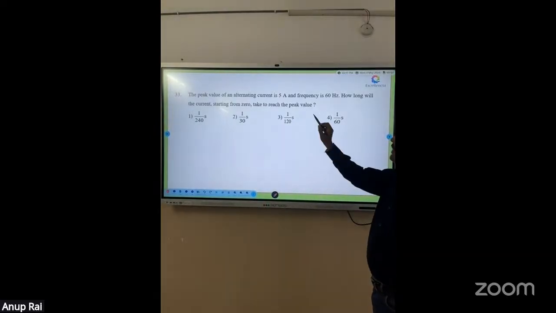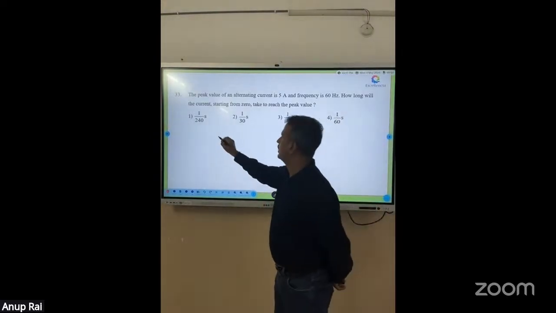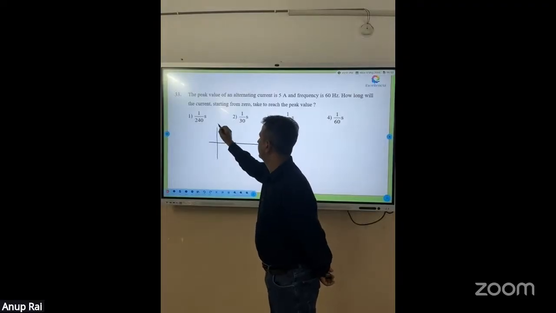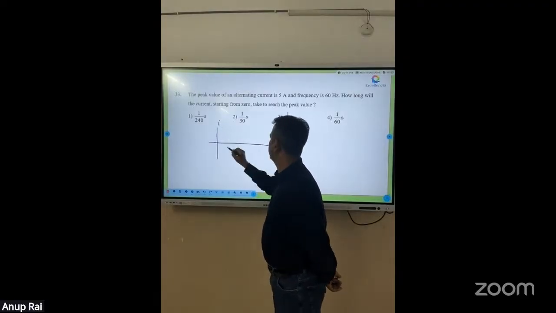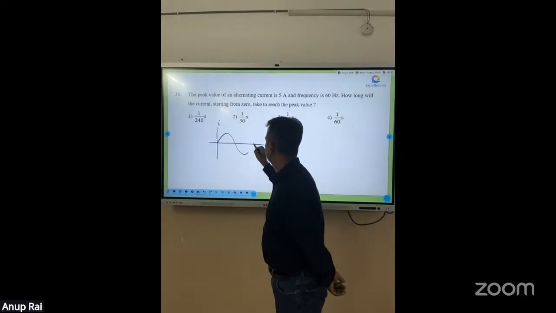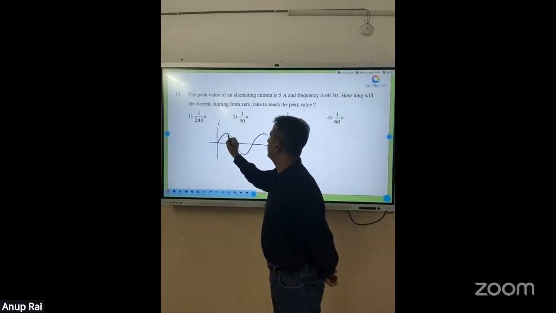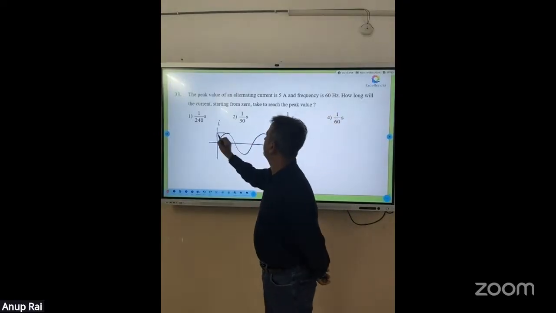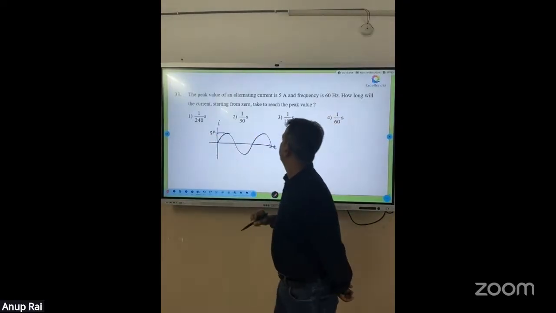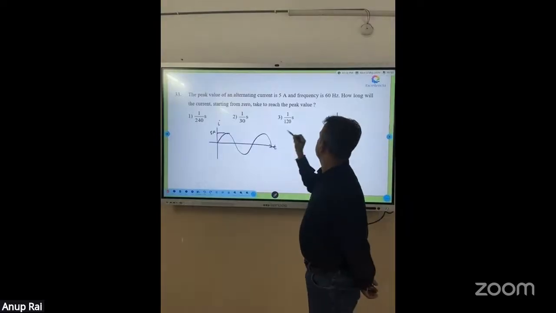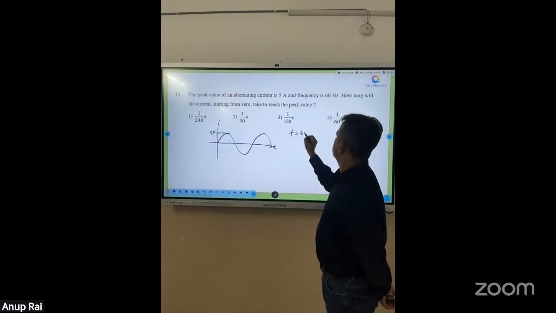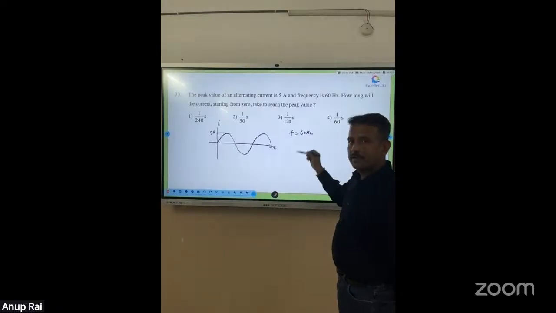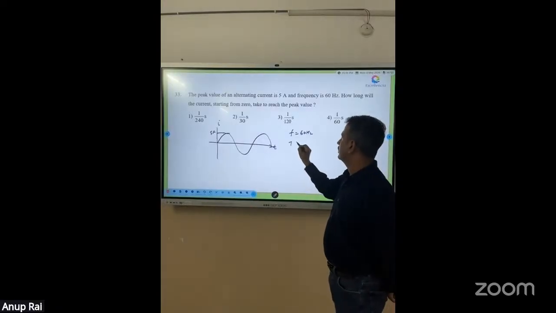The peak value of alternating current is 5 ampere. We know that alternating current goes like this, right, with time. This is the peak value. This peak value is given to be 5 ampere, and the frequency is given to be 60 hertz. So from frequency we can calculate the time period. Time period is going to be 1 by 60 second.